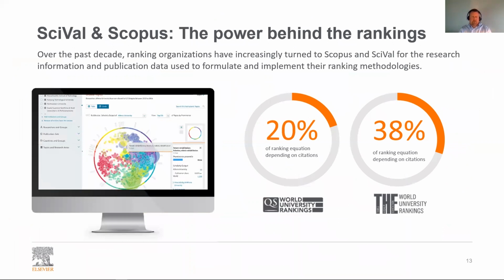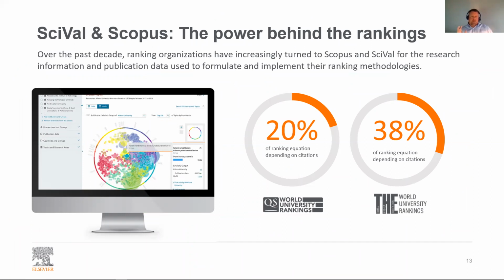SciVal and Scopus really do create a nice 1-2 punch and the power behind the rankings. So research output data from Scopus and SciVal provide THE, Times Higher Education, and QS, that you see on the screen here, the points that they need to formulate and develop the World University Rankings.